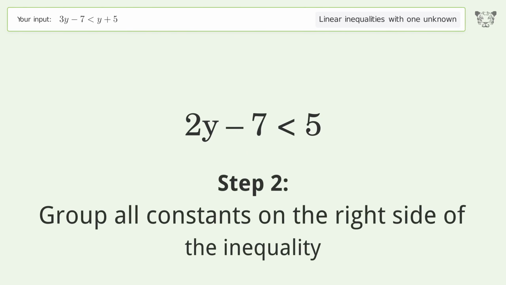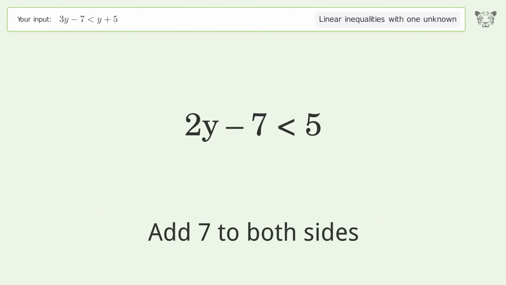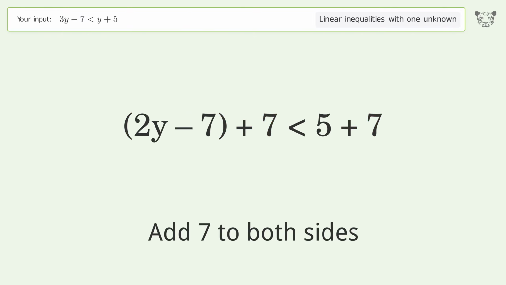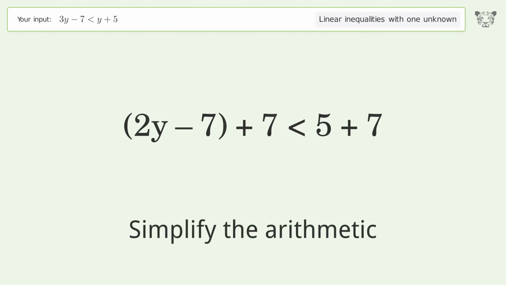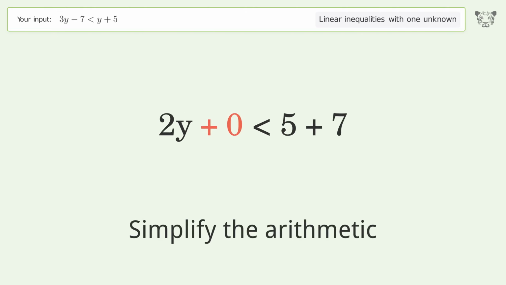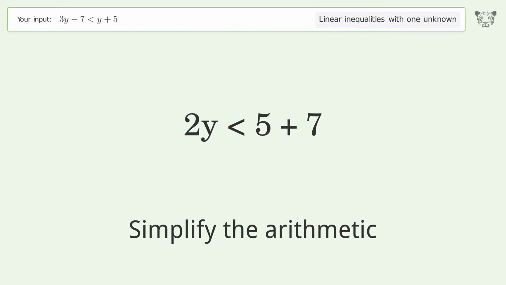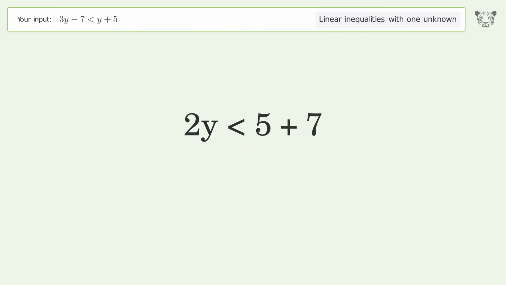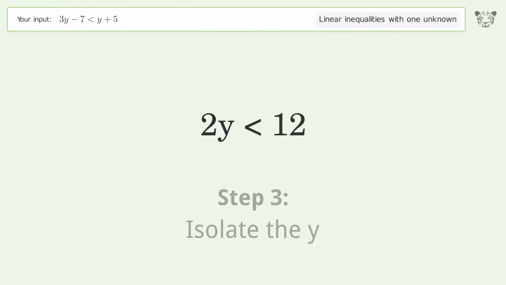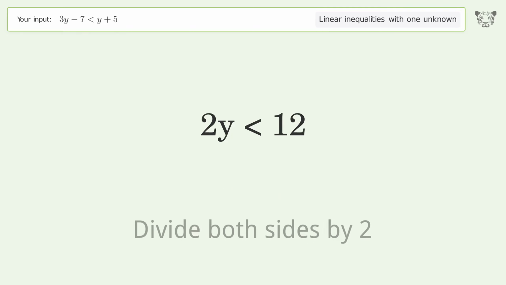Group all constants on the right side of the inequality. Add 7 to both sides. Simplify the arithmetic. Isolate the y. Divide both sides by 2.